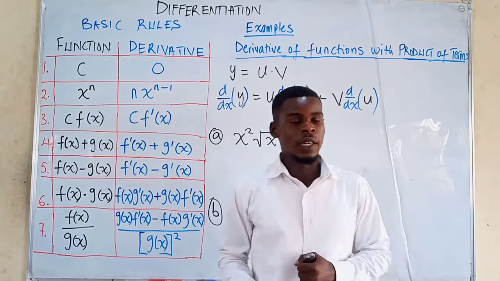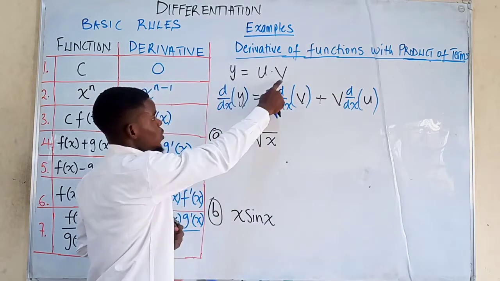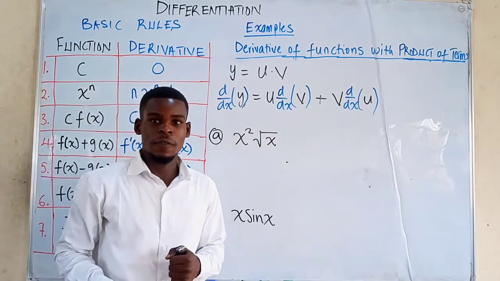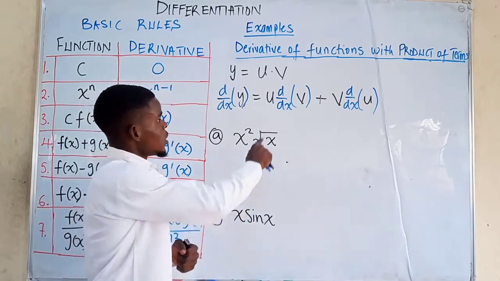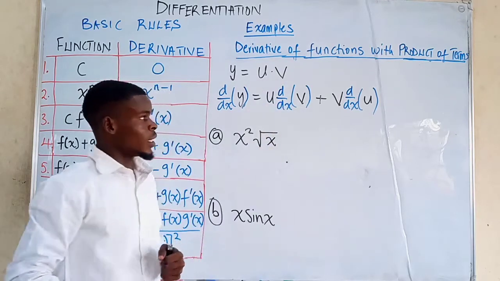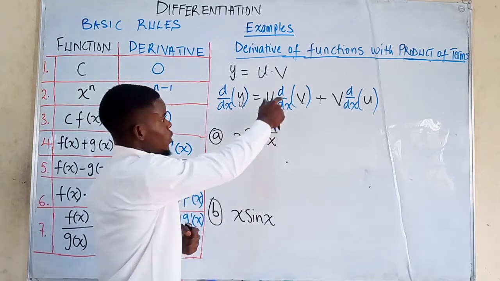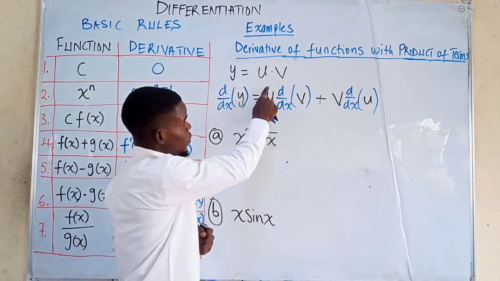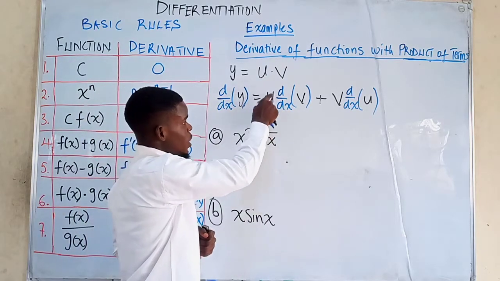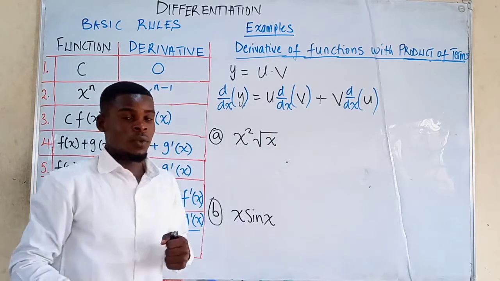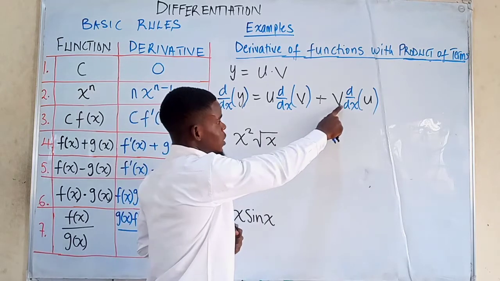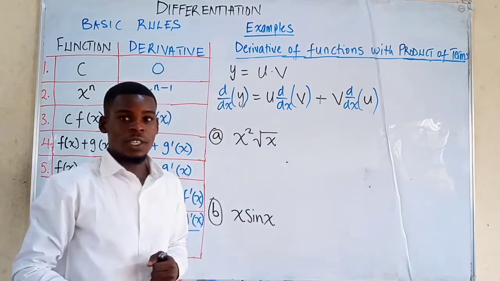Let's see what we've got. Now we have a function written in terms of two other functions, where u and v are functions of x respectively. This is u and this is v. And then the derivative of that product, that is the derivative of this y, is going to be, well, we keep the u, then multiply it with the derivative of v. And then we add it with, we keep the second function v, and then differentiate the first function, which is u.